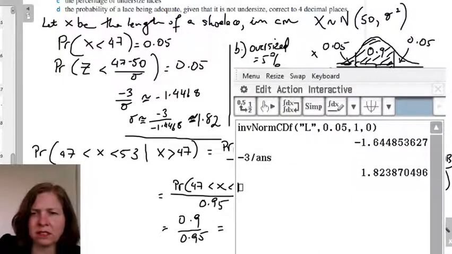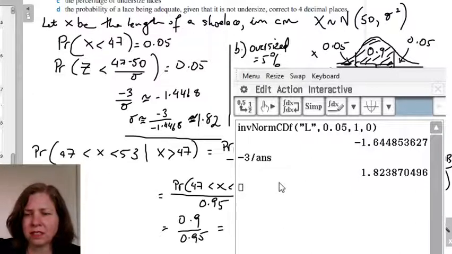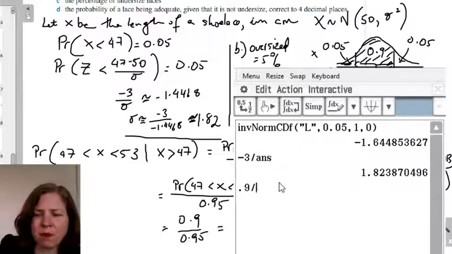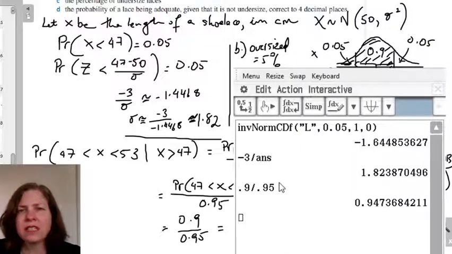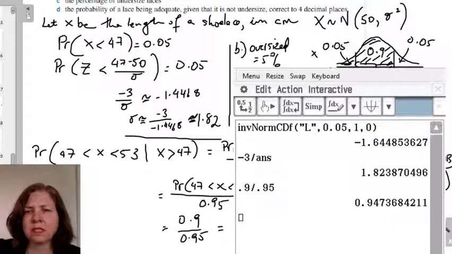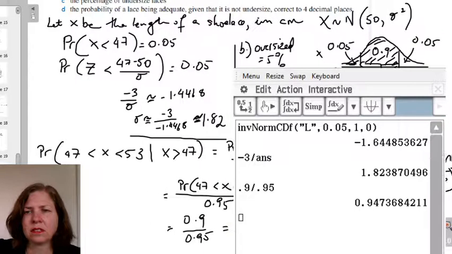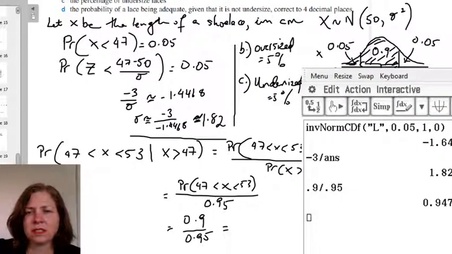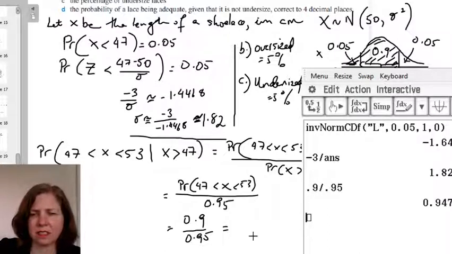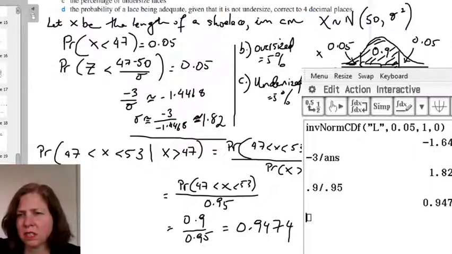0.9, hang on, try again. 0.9 divided by 0.95. How many decimal places? To 4 decimal places, 0.9474. So let's just move that out of the way. Oops, I'm moving the wrong one. There we go. 0.9474. Double check that. 0.9474. Yes, that is correct. Okay.